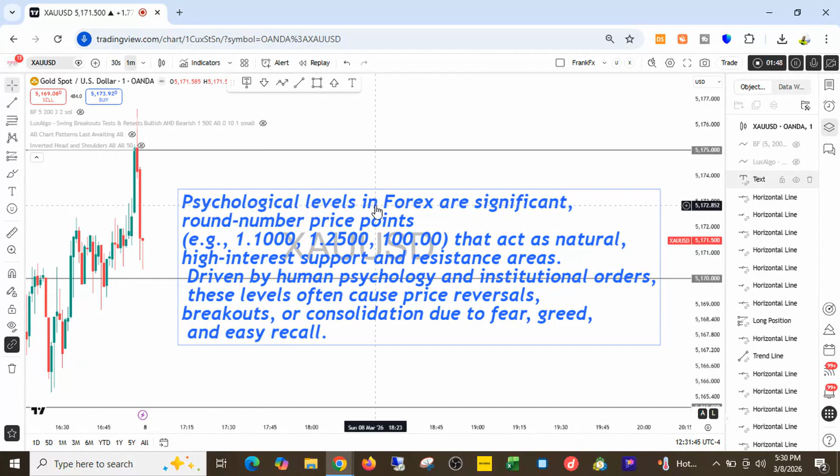Psychological levels in forex are significant round-number price points, for example 1.00, 1.25. You will find this kind of thing on the other video I did, which was on GBP USD, the one that has this kind of 1.25. But if you look at gold, you can see that gold starts with a whole number then a point, but other pairs like GBP USD start with 1 point this one.